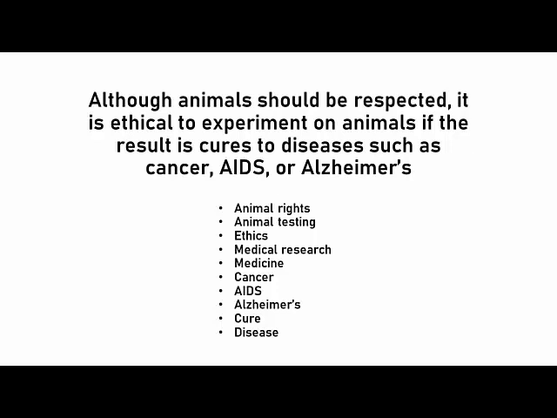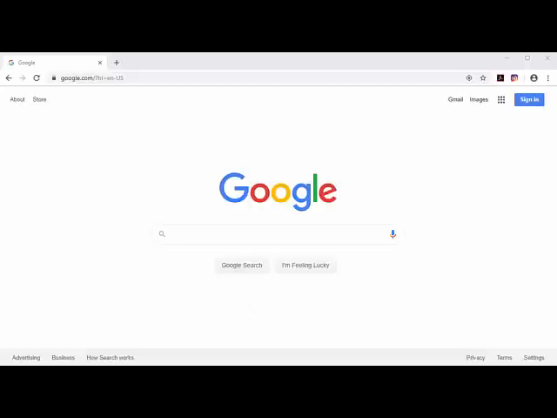And use the keywords we developed from the thesis for our searches in Google: animal rights, animal testing, ethics, medical research, medicine, cancer, AIDS, Alzheimer's, cure, disease. Although you could enter a complete sentence like a thesis into Google and find some relevant results, it is still a better idea to construct searches using keywords. This will help you locate the best results because your search is focused and concise.